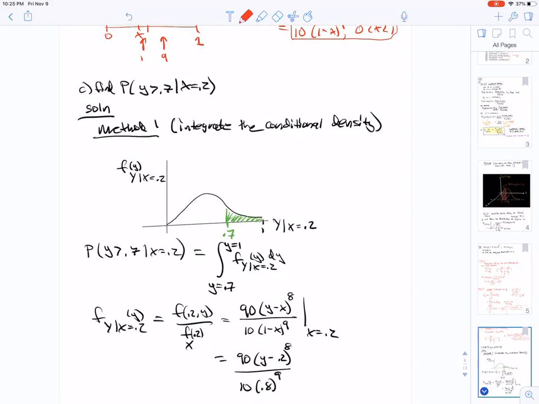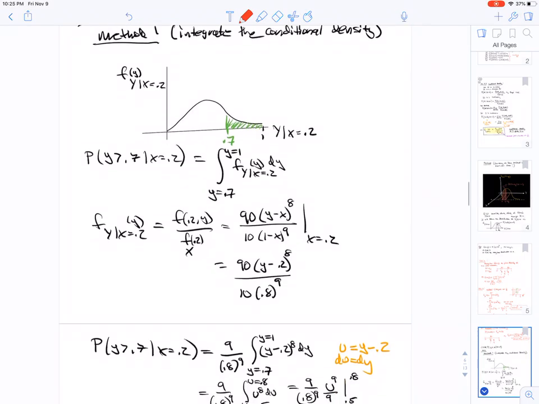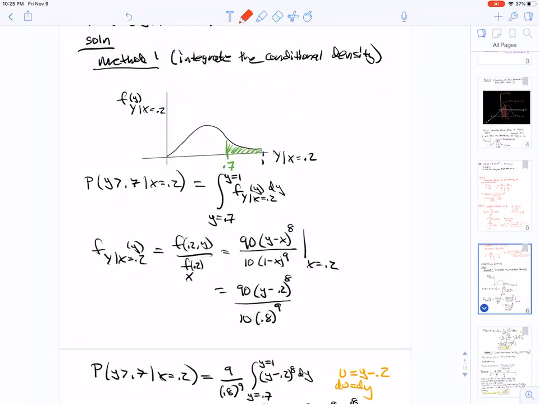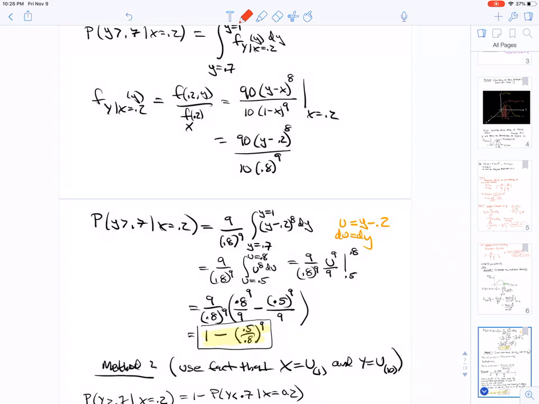Then to find the probability that Y is greater than 0.7, given that X is 0.2, one way you can do it is to find the integral under the conditional density for y between 0.7 and 1. That's just a straightforward calculation. But you first have to calculate the conditional density using the joint density and the marginal density, as I've shown here. Then you just calculate it this way.